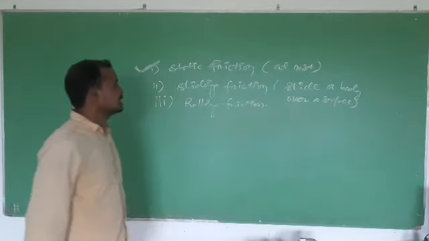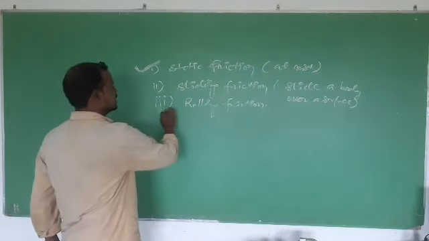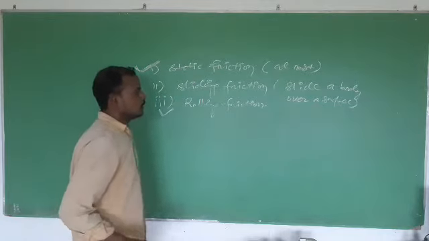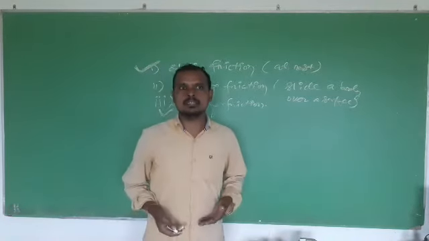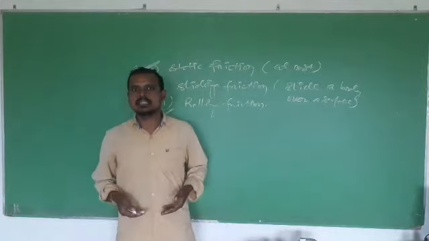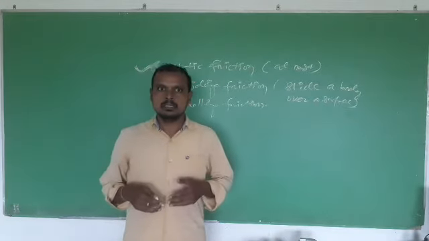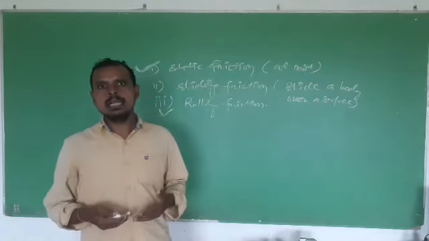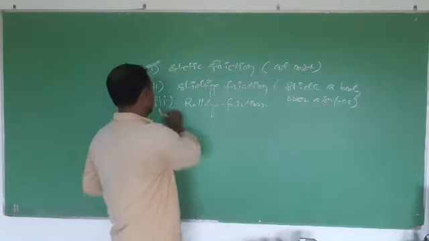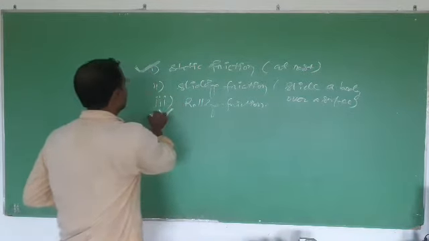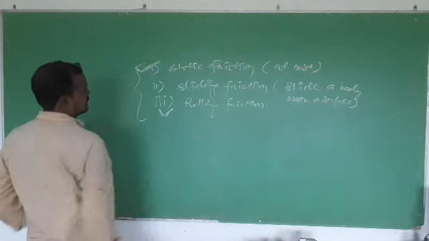And third one is rolling friction. And what is rolling friction, students? When a body rolls over the surface, the force of friction that comes between the wheel and the surface is known as rolling friction. So these are the three types of friction.